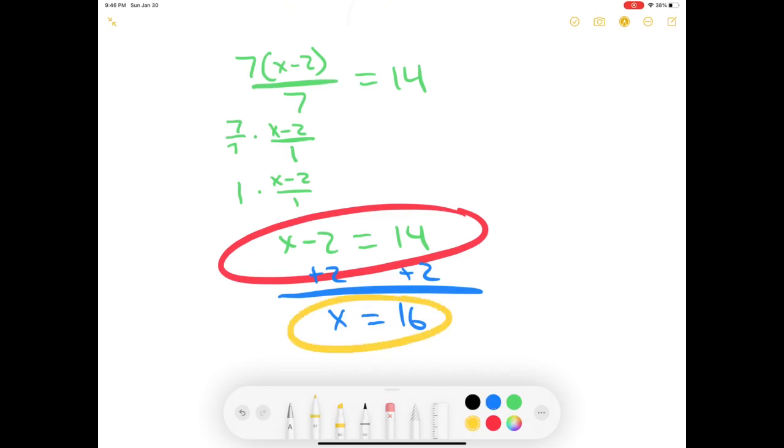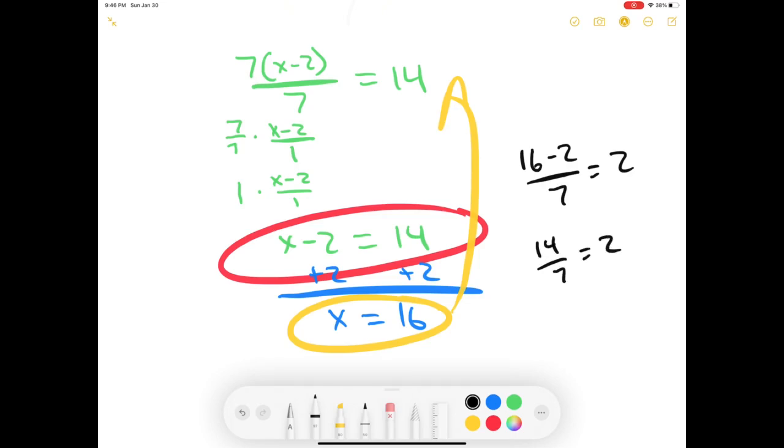Then I just take that, plug it back into the original equation to make sure it's correct. So my original equation would have been x minus 2 over 7, so I've got 16 minus 2 over 7 equals 2. 16 minus 2 is 14. Over 7 equals 2. 14 divided by 7 is 2. So 2 equals 2. Check.